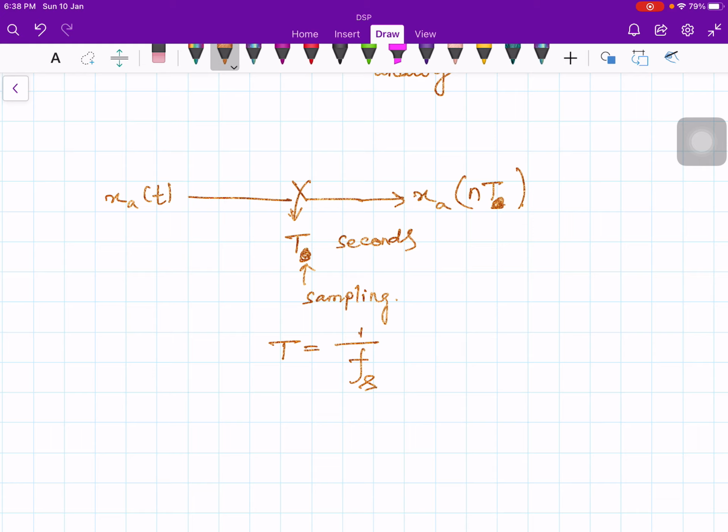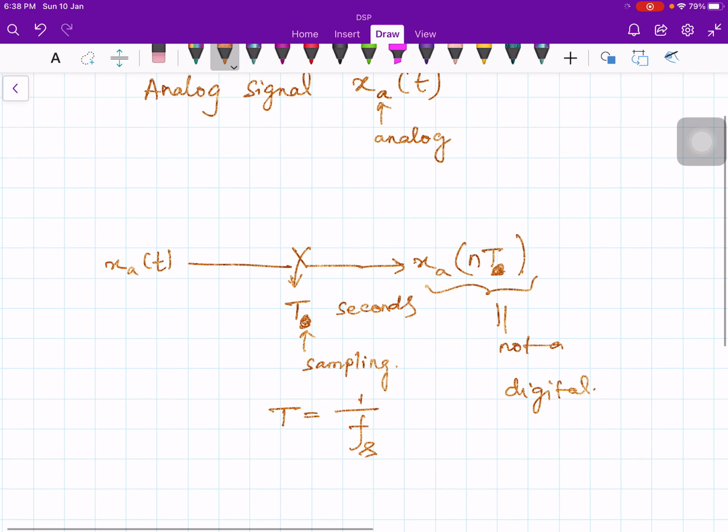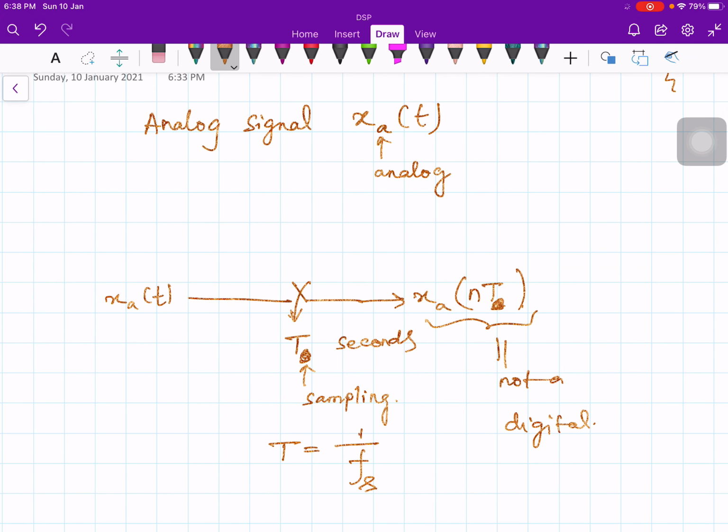Okay, now this is not a digital signal, it is a sampled version of the analog signal. Okay, so this x suffix a of nT is called analog discrete time signal, because the time is discretized. Okay, so x suffix a of nT, that is a notation.